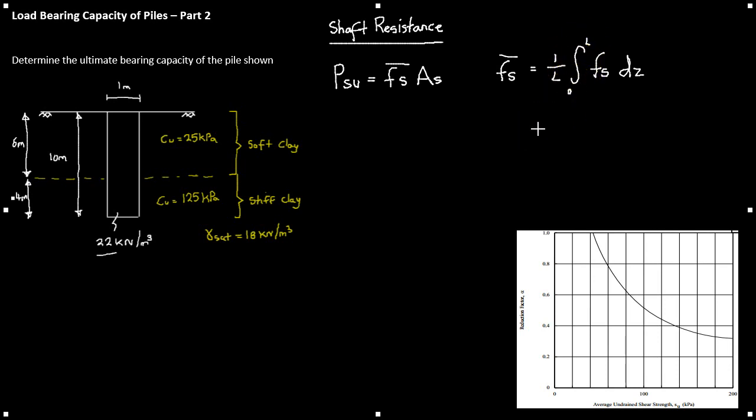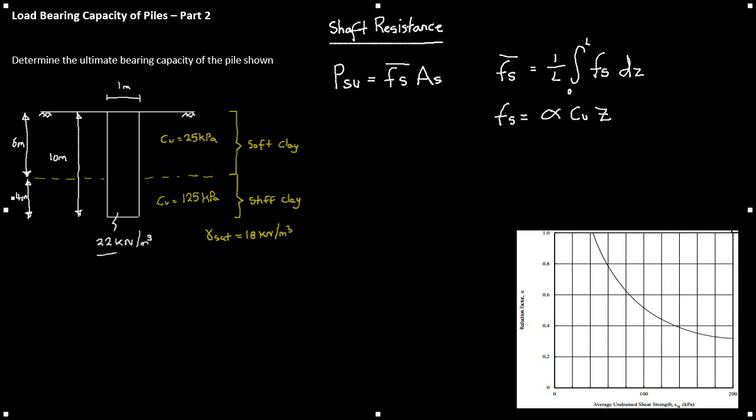Personally, I don't like to look at that kind of equation. Integration isn't my kind of thing, so I steer clear from it. So I'm just going to go through how I approach the question. I know that Fs is equal to alpha times Cu times Z.